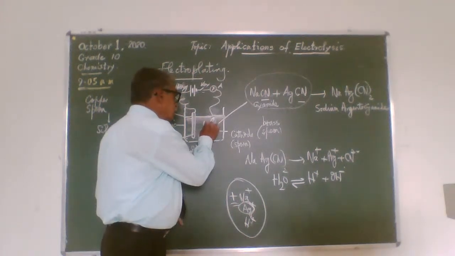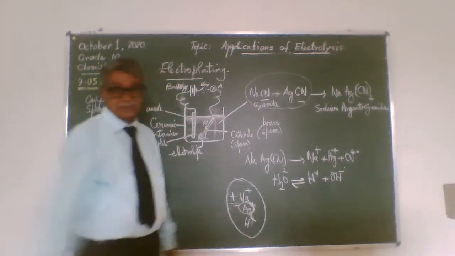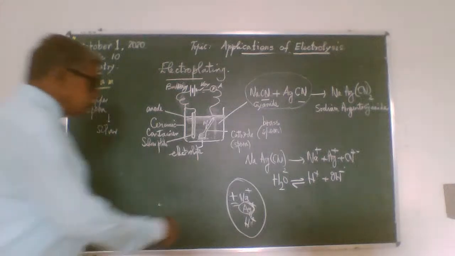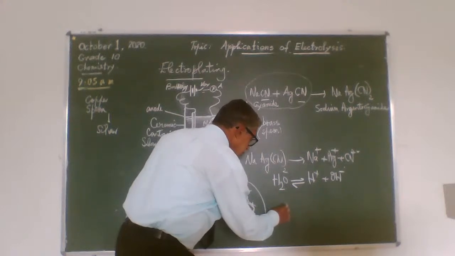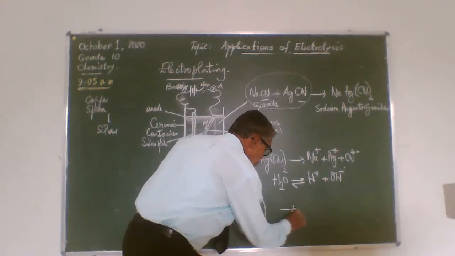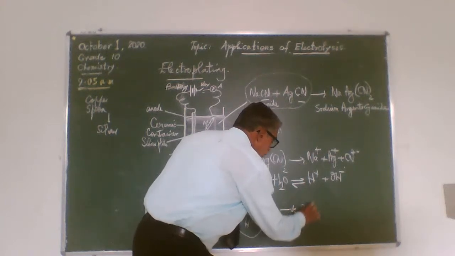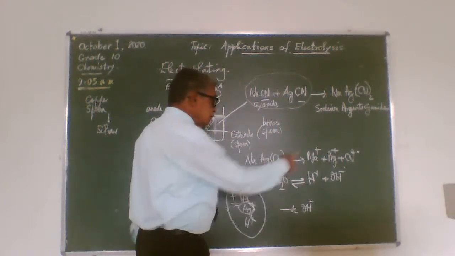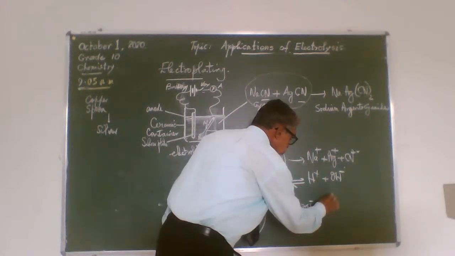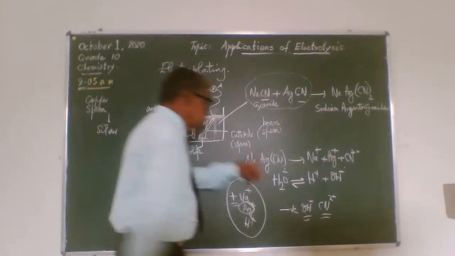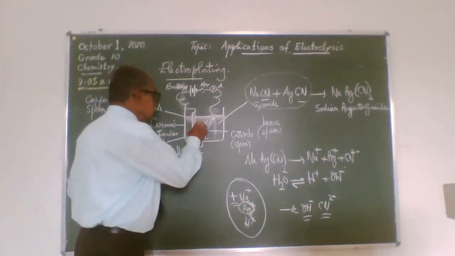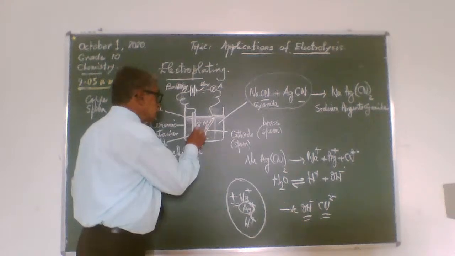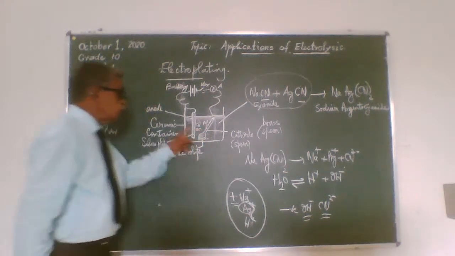Ag ions will get plated on this one. Now, what are the negative ions available? The negative ions available are OH minus and Ag(CN)2 minus. These are the negative ions available in solution. They will go to the anode, the negative ions Ag(CN)2 minus and OH minus go towards the anode.